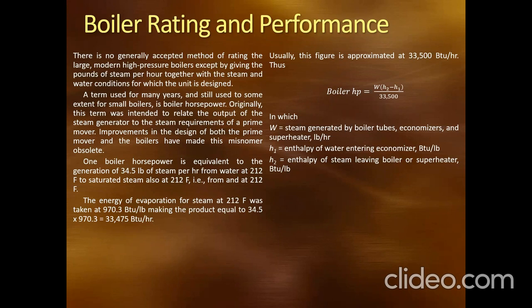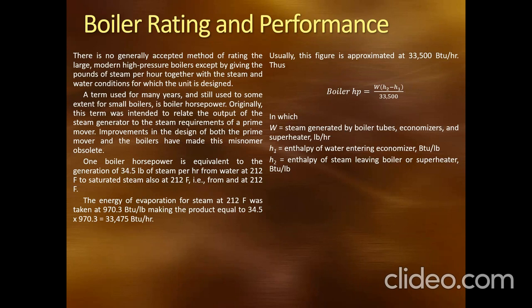A term used for many years and still used to some extent for a small boiler is boiler horsepower. Originally, this term was intended to relate the output of a steam generator to the steam requirement of a prime mover. Kaya naging siyang horsepower, di ba? Prime mover. Improvements in the design of both the prime mover and the boilers have made this misnomer obsolete. One boiler horsepower is equivalent to the generation of 34.5 pounds of steam per hour from water at 212 Fahrenheit to a saturated steam also at 212 Fahrenheit. English unit's definition. From and at 212 Fahrenheit.